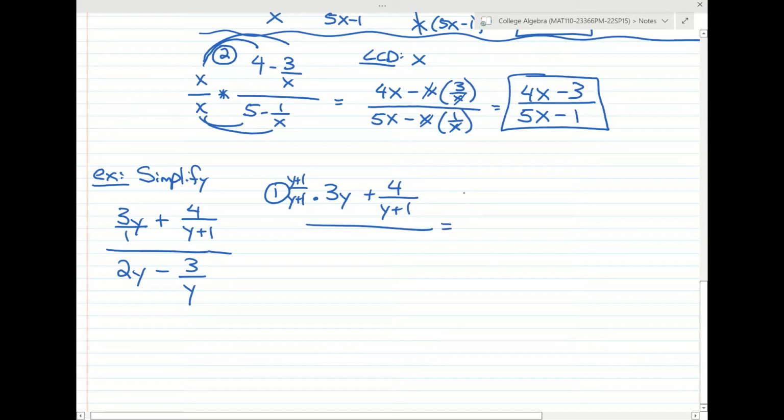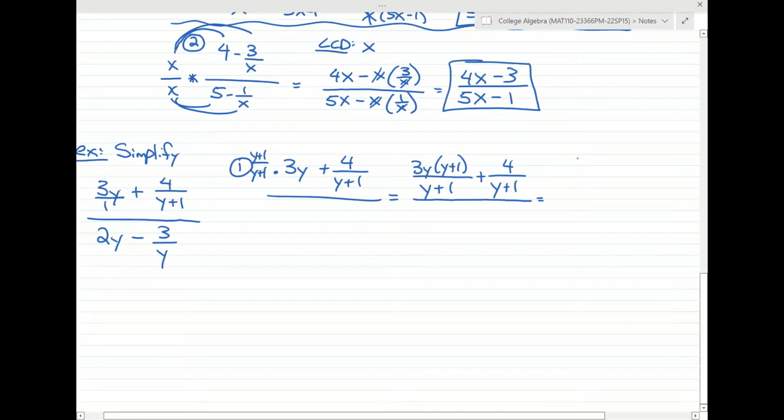And the top will just turn into 3y times y plus 1 over y plus 1, which turns into 3y squared plus 3y plus 4, all divided by y plus 1.